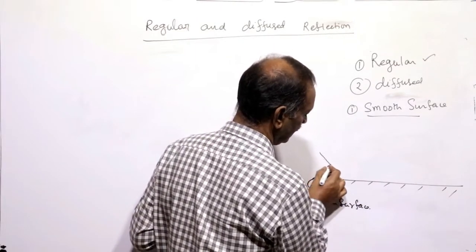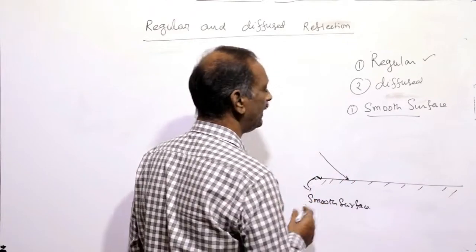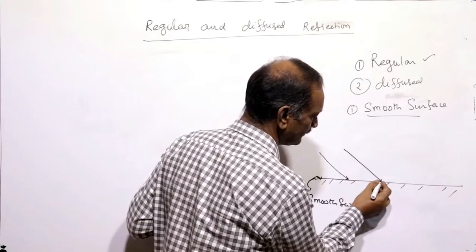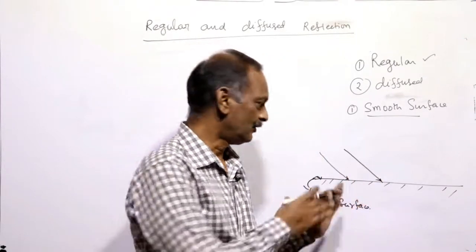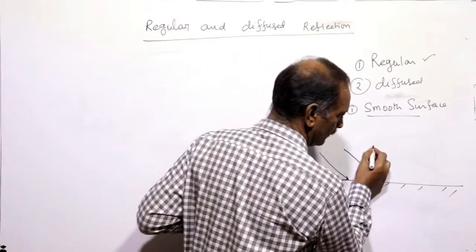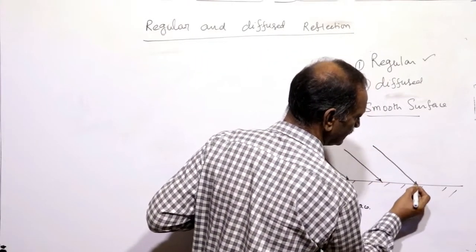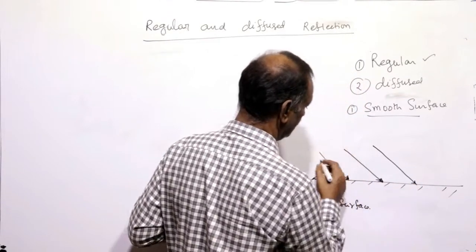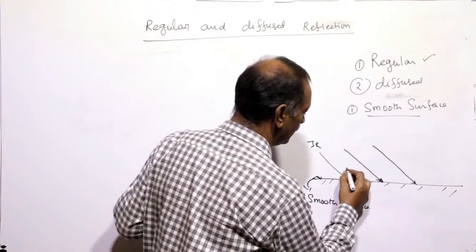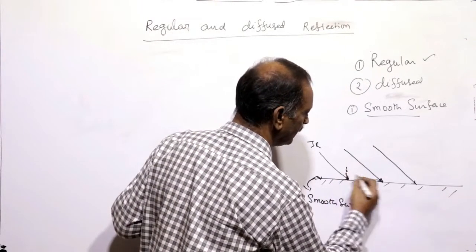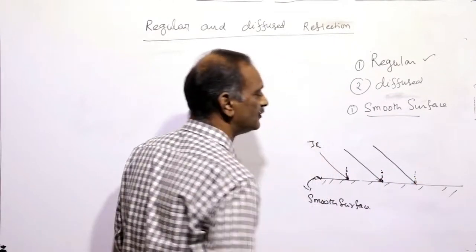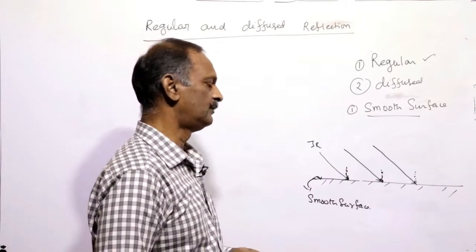When parallel rays are incident on a smooth surface, assume these are parallel rays. Each incident ray will have a normal perpendicular to the surface. This one will also have a normal perpendicular to the surface, and this one too.